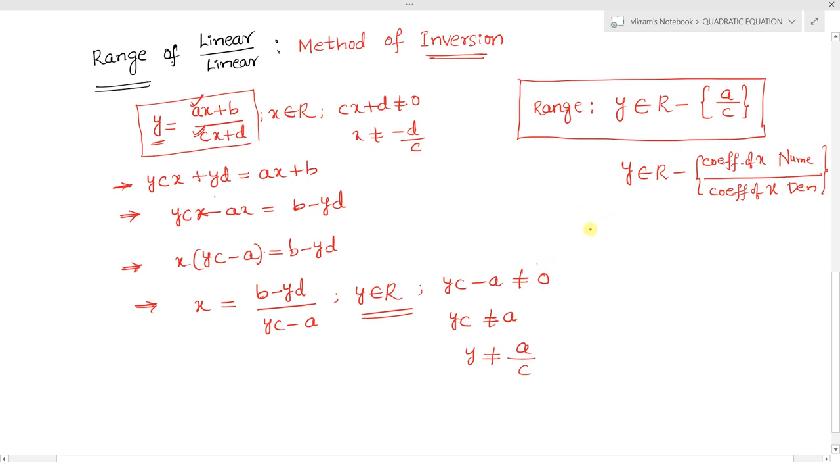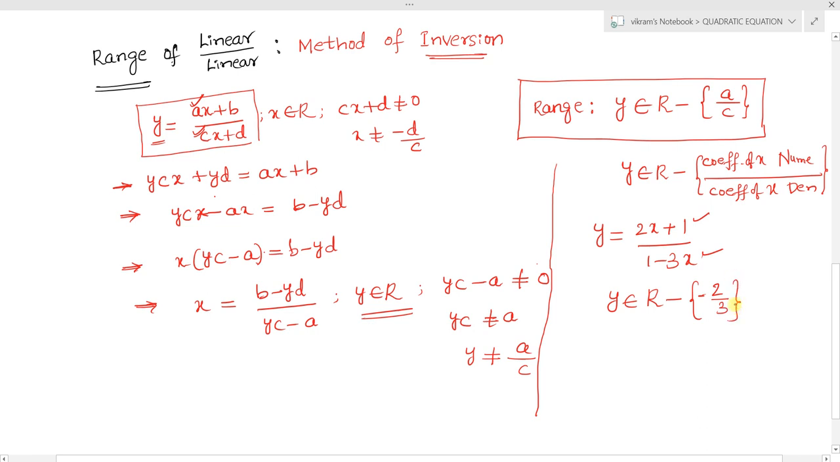For example, let's consider y equals 2x plus 1 by 1 minus 3x. What is the range? Directly we can write the range over here. If this is in the linear by linear form, the values of y can be directly written as y belongs to all real values minus the coefficient of x in the numerator, which is 2, by the coefficient of x in the denominator, which is minus 3. Then simply it is minus 2 by 3.